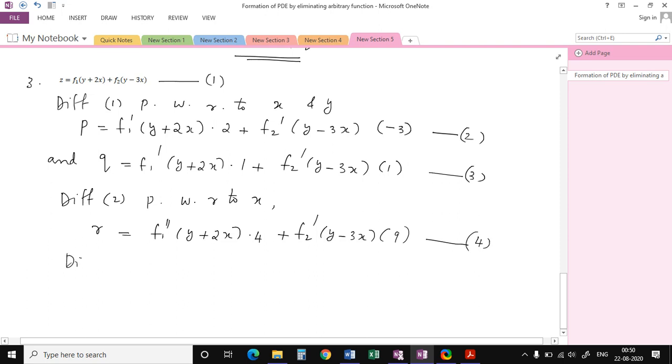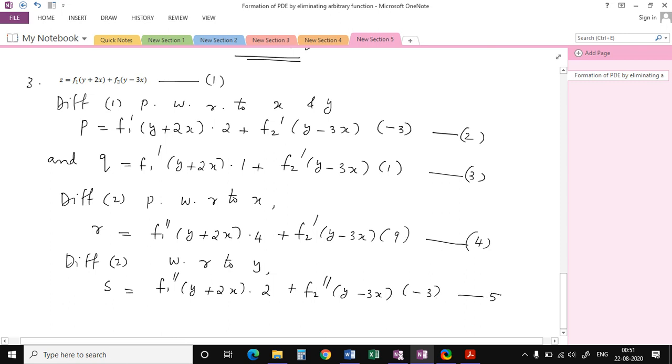Now differentiate equation number 2 again with respect to y. Then you will get s on the left hand side, and on the right hand side it is with respect to y, so that you will get f1 double dash y plus 2x multiplied by 2, because derivative of y is 1, plus f2 double dash y minus 3x multiplied by minus 3. So this is our equation number 5.